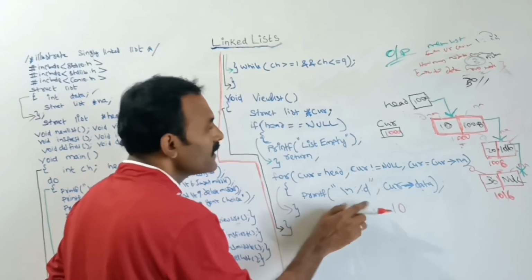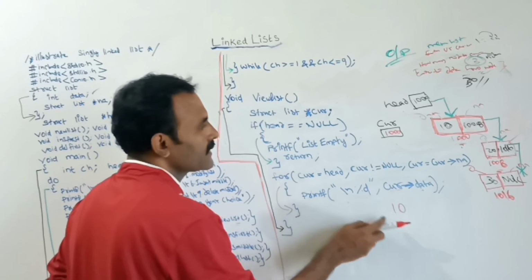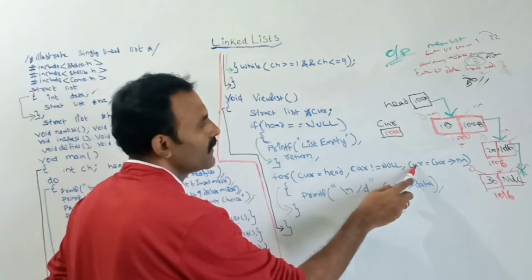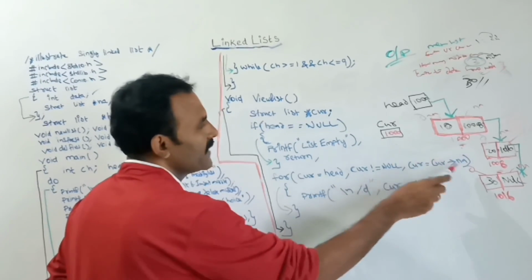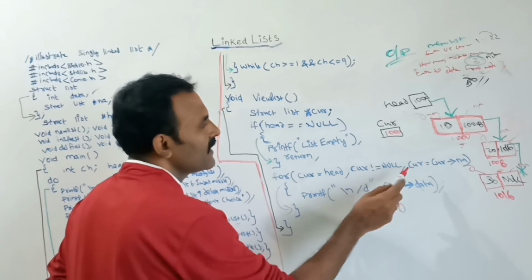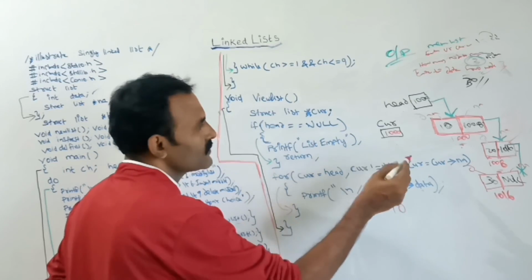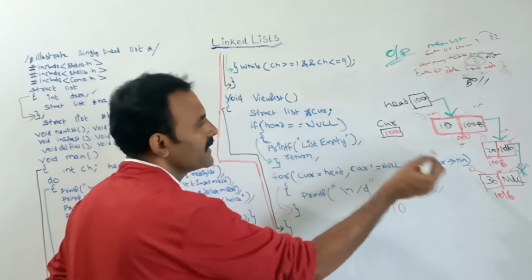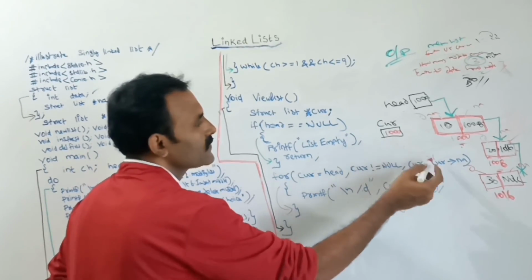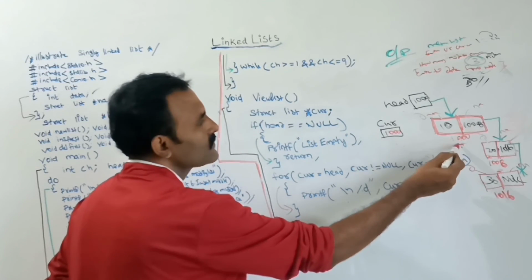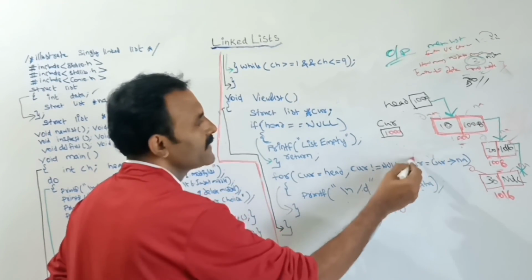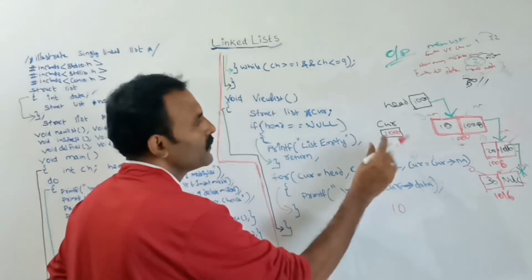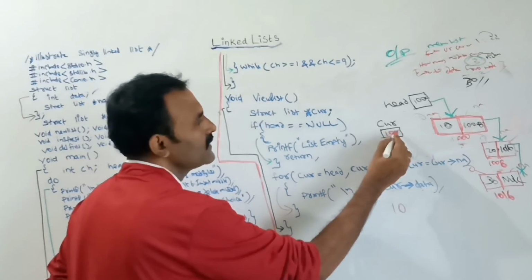Next, the for loop is not completed. Next again it says CUR is equal to CUR of NA. See, CUR of NA means, what is the CUR value? The CUR value is 1000. So the 1000th NA will be stored here. What is the value of the 1000th NA? 1008. So 1008 is now stored to CUR. So it has the value 1008.